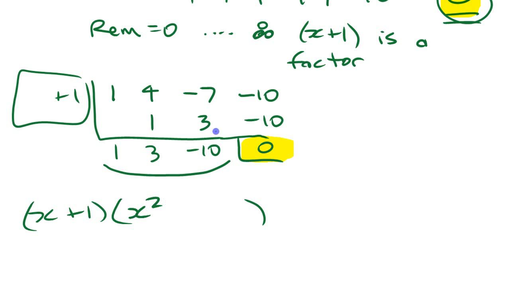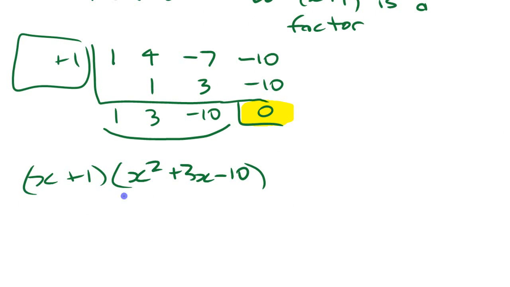X squared plus 3x minus 10. So we have those two things. Now it's a lot easier, because if you know this one factor, and you hopefully already know how to factor quadratics like that just by trial and error, educated trial and error, or some other method, we could try and see if this will break down. And we can probably break that down.